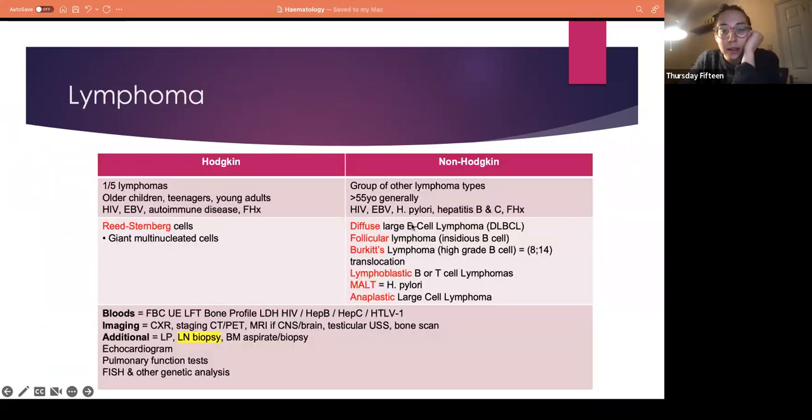Diffuse large B-cell lymphoma, follicular lymphoma, Burkitt's lymphoma, lymphoblastic lymphomas, MALT, and anaplastic lymphomas. They're all types of non-Hodgkin's. They present in generally people who are over 55 and can be associated with HIV, EBV, H. pylori, hepatitis, and things like that. Generally, they actually present quite similarly. It's hard to differentiate the two. And the main way that you'll be able to differentiate the two is by doing a lymph node biopsy and looking for those Reed-Sternberg cells.